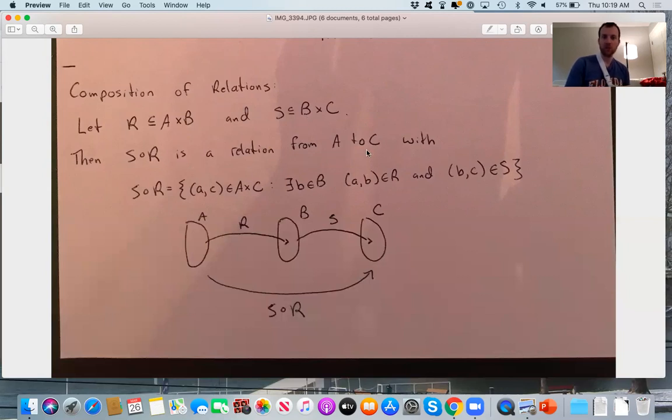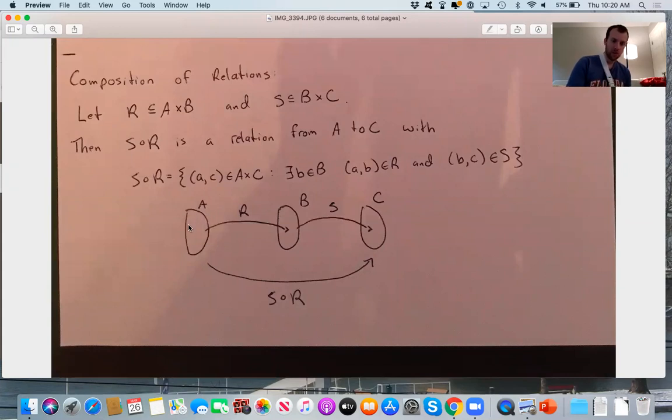So the composition is a relation from A to C, and what the composition looks like is pairs AC coming from A times C, where there is some single element B from the middle set, capital B. So you can go from the first coordinate A to that B, but then from that B, you can take one more step to end at the final set C. So the composition is really what pairs you can get from A and C, where you can get from that A in A to that C in C by taking a step, or rather two steps, through some single element in B.